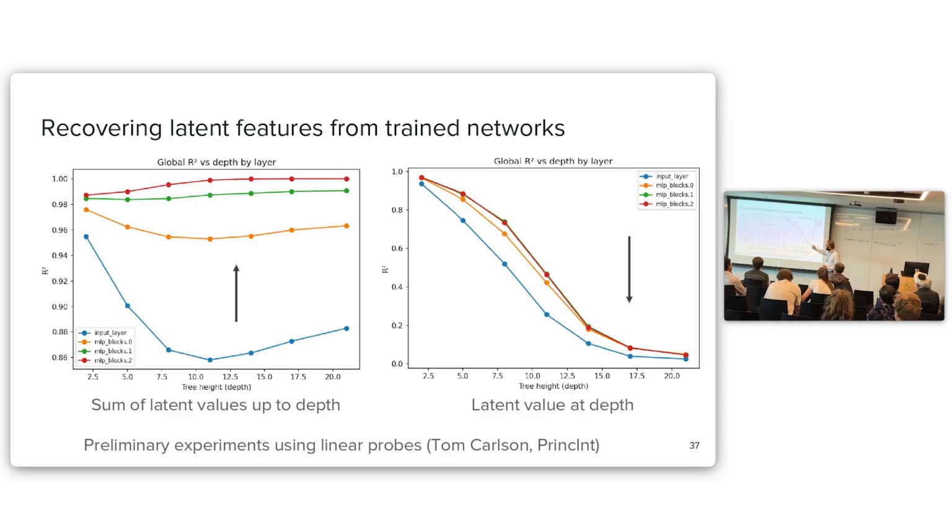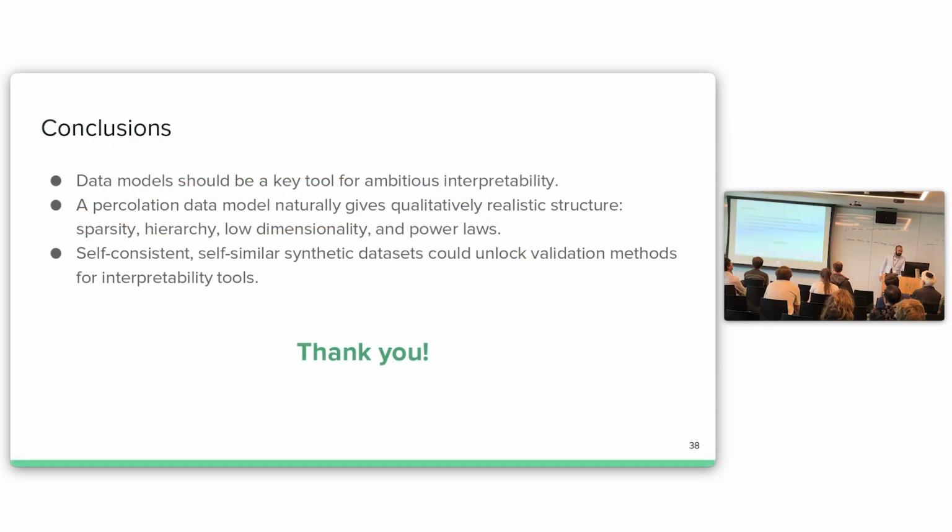The main high-level takeaways here are that as you go deeper in the network, the performance of these probes increases, so you recover more of the values for the latents. And as you go deeper in the tree, the performance will decrease. It doesn't quite get to 0, but very close to 0. So that also makes sense, that you recover best the higher-up latents in the tree.